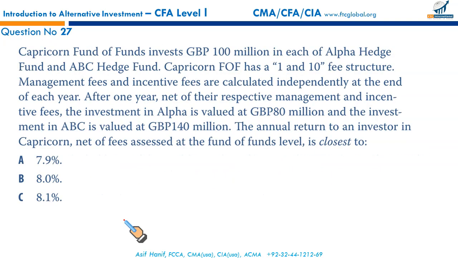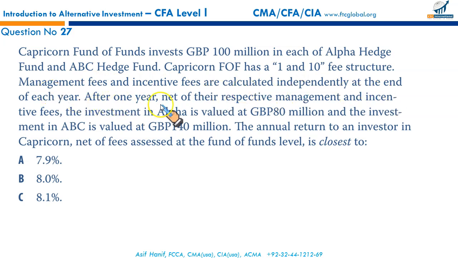B it is. Next, Capricorn Fund of Funds invests GBP 100 million, pounds 100 million, in each of Alpha Hedge Fund and ABC Hedge Fund. Capricorn FOF has a 1 and 10 fee structure. So the fund of funds has a 1 and 10 fee structure, which means a 1% management fee and a 10% incentive fee. Management fee and incentive fee are calculated independently at the end of each year.